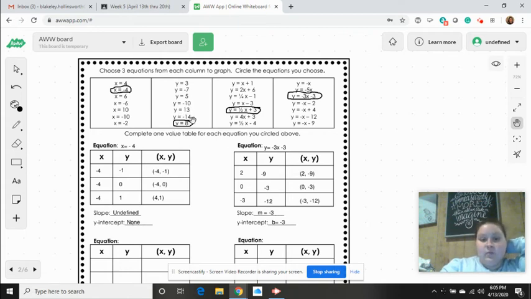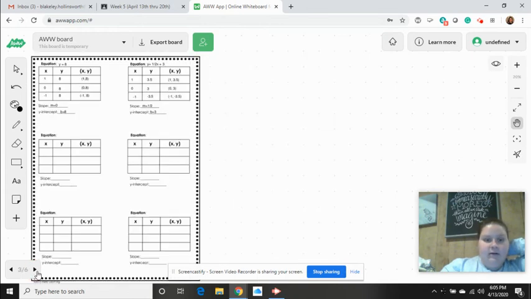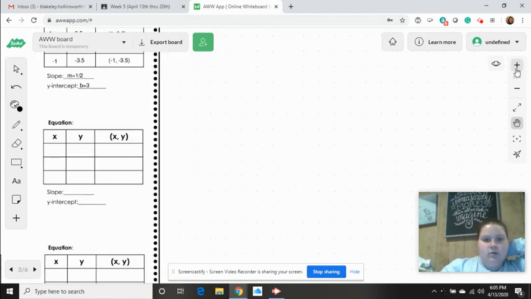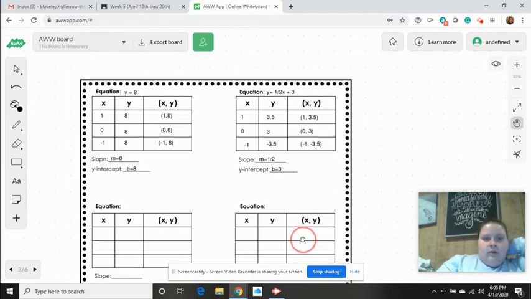The second column is y equals 8, and I did that on the second page. For my y column, you just substitute in 8s. For my x column, I just picked random numbers. So 1, 0, -1, those are pretty standard. My coordinates are (1, 8), (0, 8), (-1, 8). Slope, 0. Y-intercept is 8. Okay.